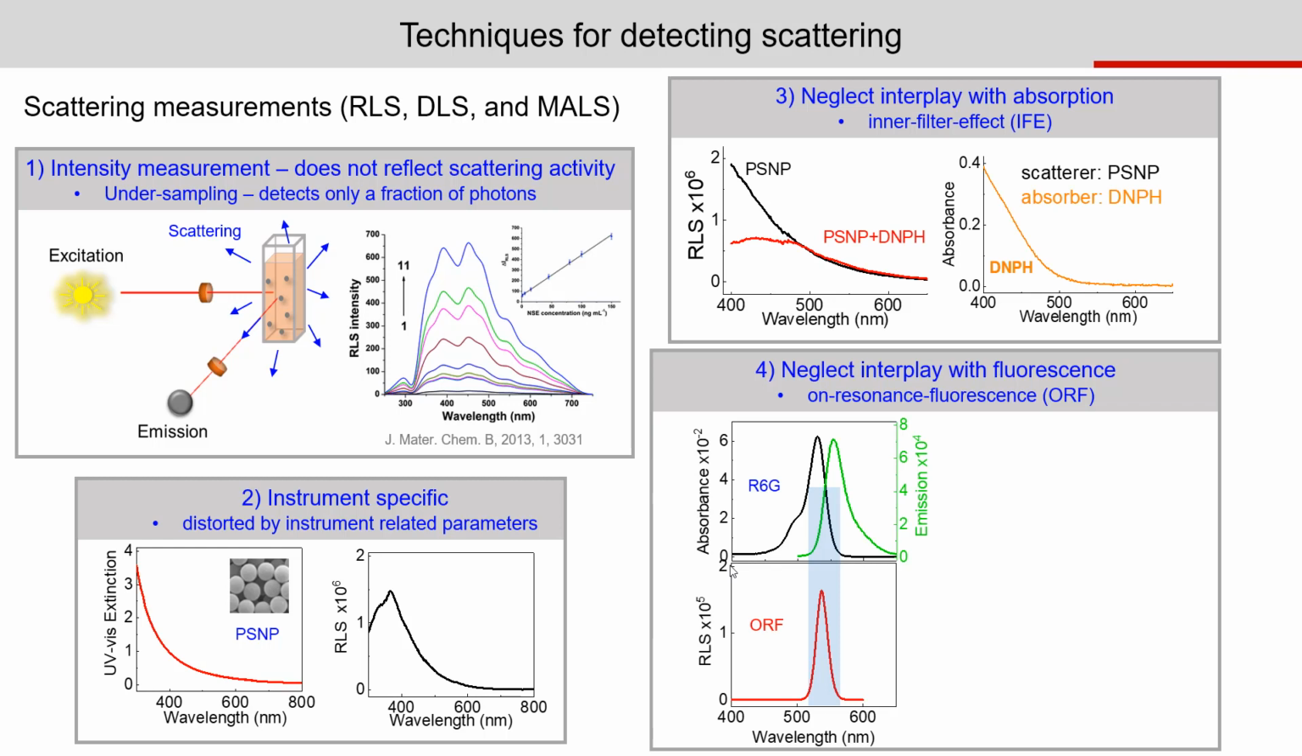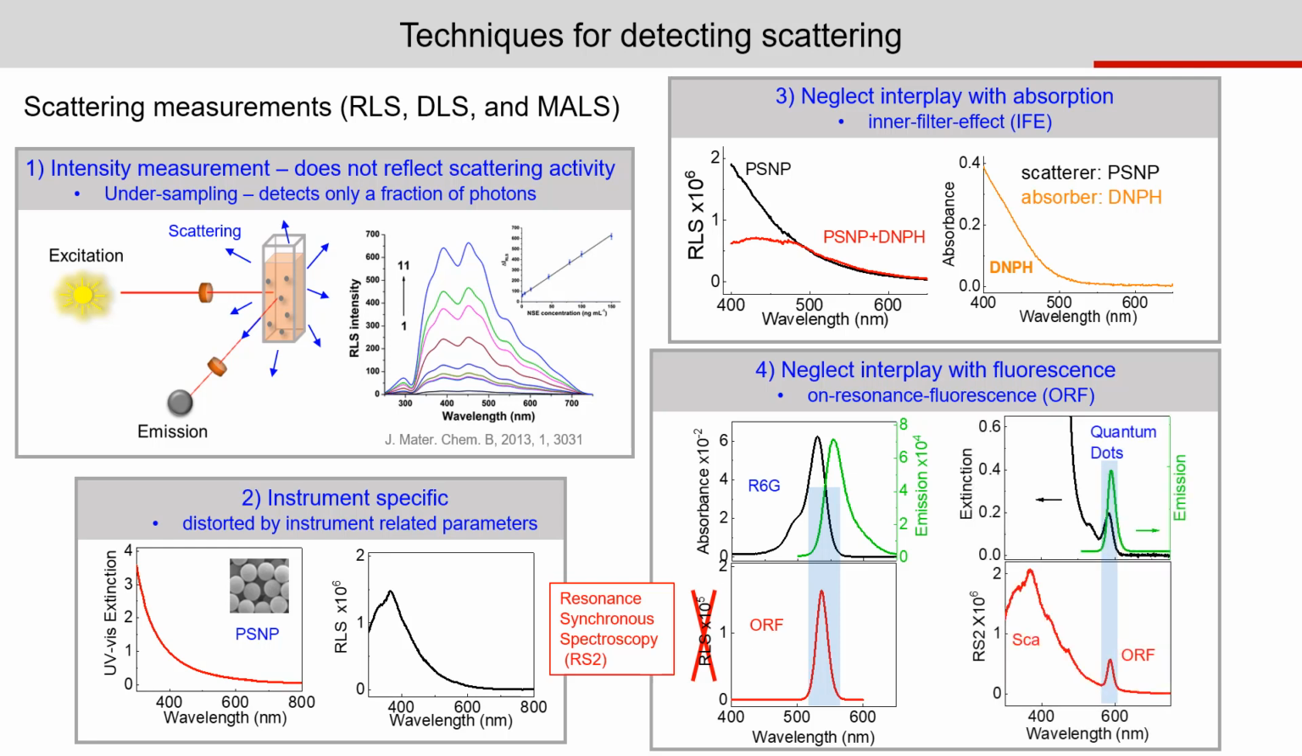And fourth, under resonance measurement conditions, on resonance fluorescence, ORF, can be detected. ORF occurs when the fluorophore absorbs and emits at the same wavelength, which basically is the overlap region of the absorbance and emission spectrum. This Gaussian peak of rhodamine 6G detected in the RLS mode is ORF but not scattering, because it's a small molecule and you can see no detectable scattering at other wavelengths. Therefore, the RLS should be called RS2, resonance synchronous spectroscopy, because not only scattering can contribute to the spectrum.